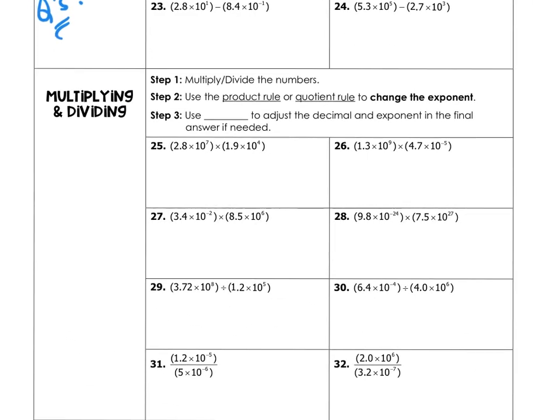Now for multiplying and dividing, the steps are multiply and divide the numbers part, then use the product rule or the quotient rule to change the exponent of the tens, and then we're going to use left add, right subtract to adjust the decimal in the final answer as needed, because our final answer has to be in appropriate scientific notation, which means there's a single non-zero digit in front of the decimal point, times 10 to some number. So there's got to be one non-zero digit in front of the decimal point.